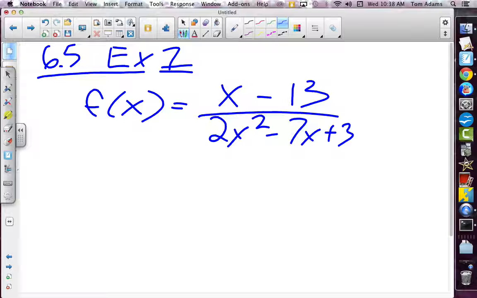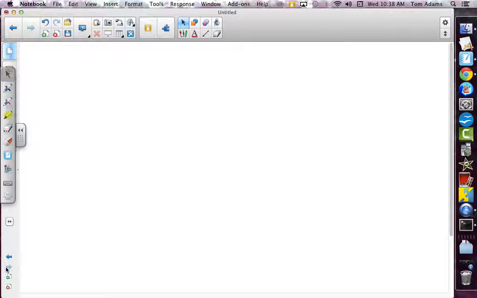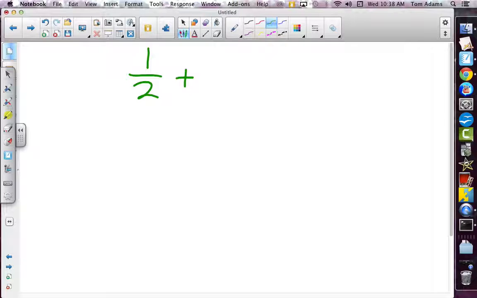So one technique is to separate the fraction into parts. That could be separated into the sum of two fractions. Before I do that, though, I want to remind you what we're doing here. If I take 1/2 plus 1/4, before I could add those up, I need a common denominator. Now the common denominator can be found by the least common multiple.